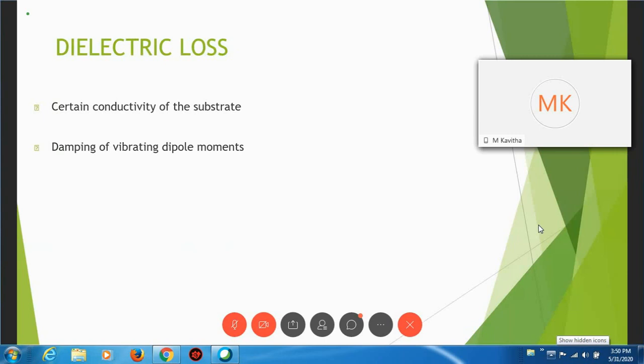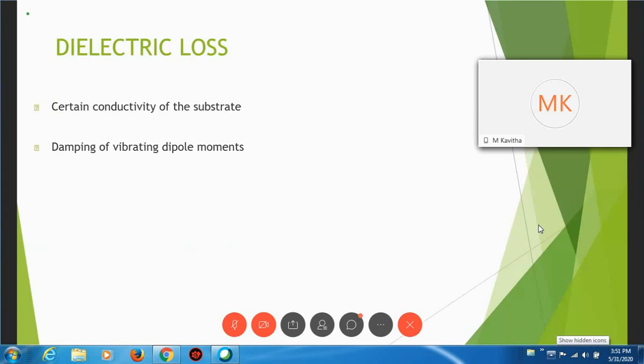Dielectric loss means the loss that occurs in the dielectric substrate of the microstrip. And this loss is due to the dissipation of electromagnetic energy. Let me explain how this dissipation of electromagnetic energy happens in the substrate. We know that a dielectric medium is a medium which does not have any free electrons, right? So it has bound molecules, and they can move to another place when an electric field is applied.